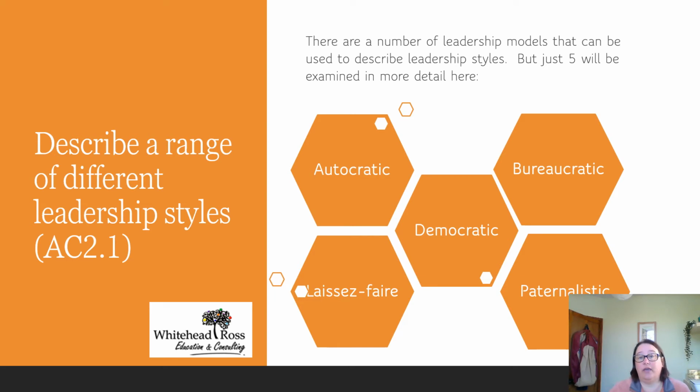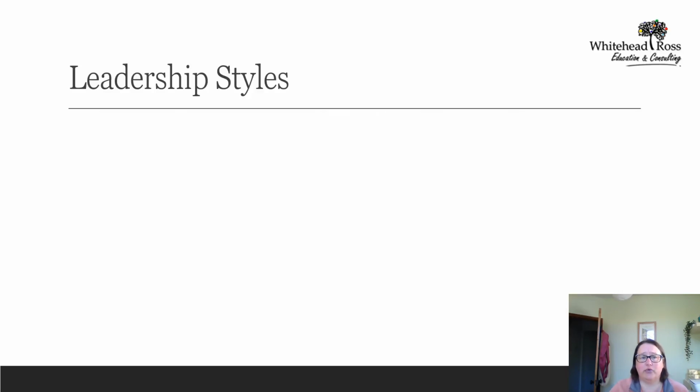There are 5 key leadership styles we're going to look at for this. If you do a Google search for leadership models and leadership styles, there are a lot more than just the 5, but for the purpose of this I'm going to focus on the 5 that we have listed here: autocratic, democratic, laissez-faire, bureaucratic and paternalistic. These are the 5 we're going to focus on. In order to get a pass or a good pass, you need to make sure you can focus on at least 3 of these. If you want a good pass, you need to be focusing on more than 3.